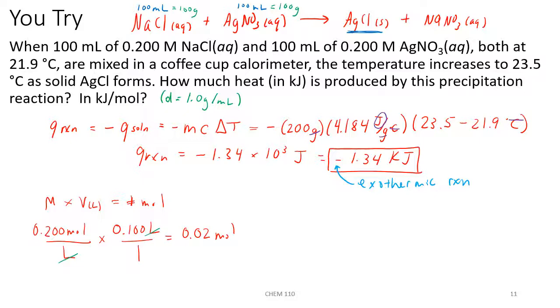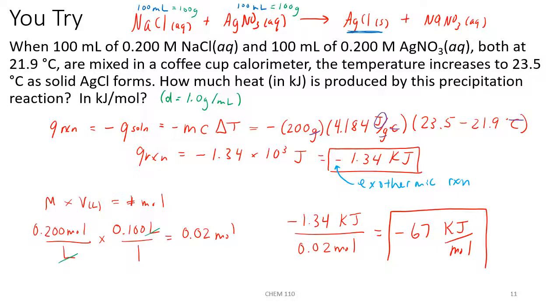Taking our heat that we calculated in part 1, negative 1.34 kilojoules, we're going to divide by our 0.02 moles, and that'll give us negative 67 kilojoules per mole. So that's how much heat is released per mole. Whereas at the top, the negative 1.34 kilojoules is how much heat is released when 100 milliliters of each of them is mixed.